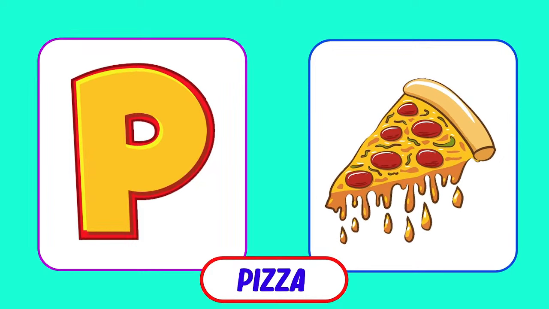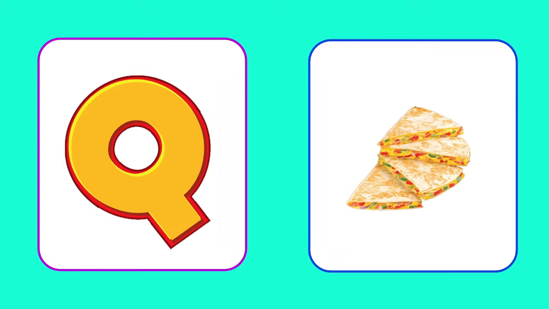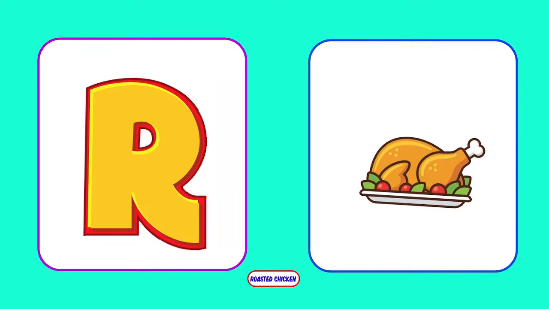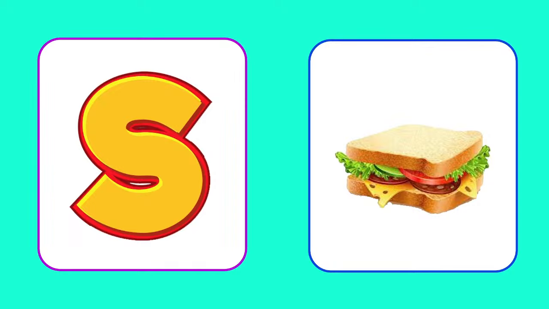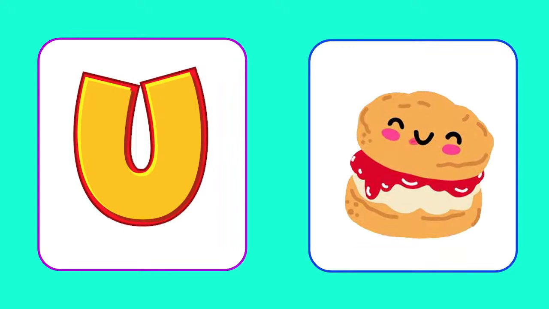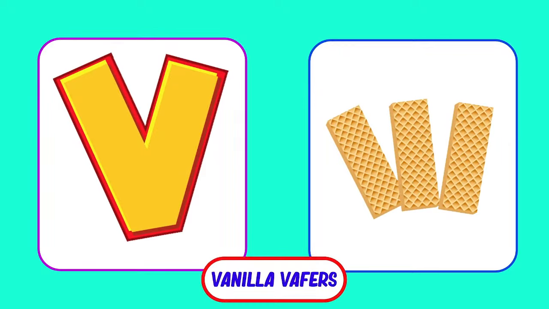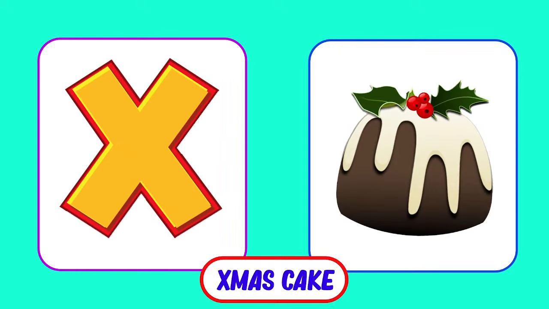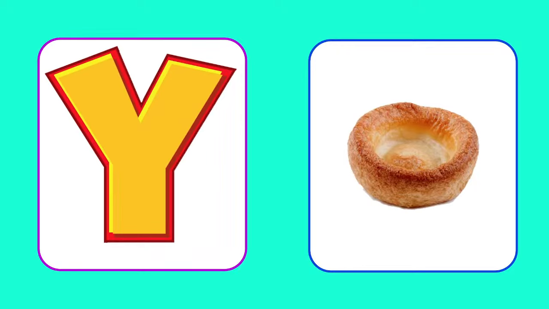Q is for quesadilla. R is for roasted chicken. S is for sandwich. T is for tater tots. U is for Utah scone. V is for vanilla wafers. W is for waffles. X is for Xmas cake. Y is for Yorkshire pudding. Z is for Zeppole.